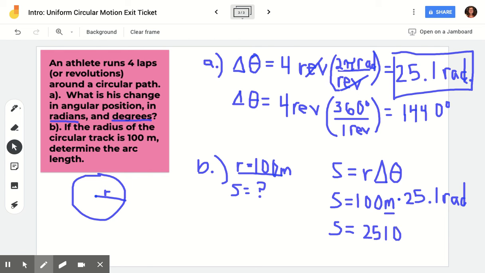But when we multiply across, we will get 2,510 meters. So less than 2 miles. Okay, but it is a hot one out there today. So that is our arc length. Okay, 2,510 meters. Remember that the change in angular position must be measured in radians when using the arc length equation. The arc length is the distance around the circular path that the object or the person has traveled.